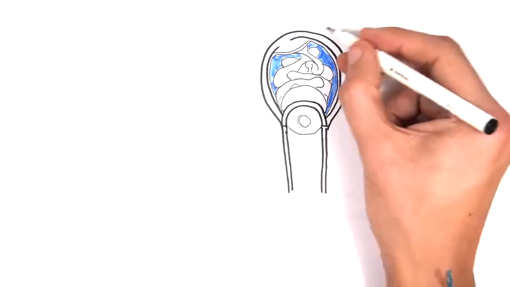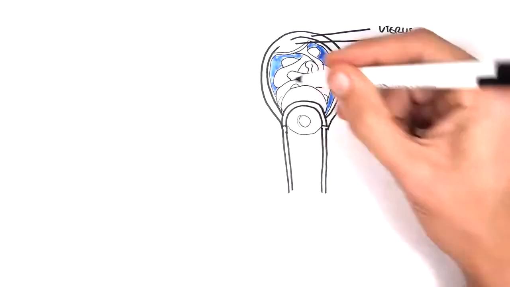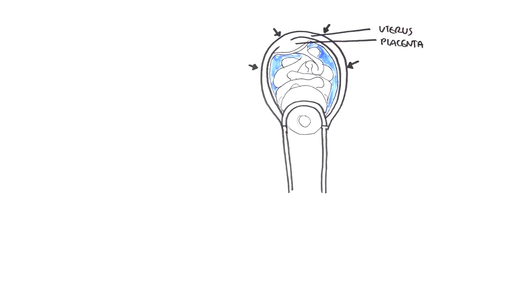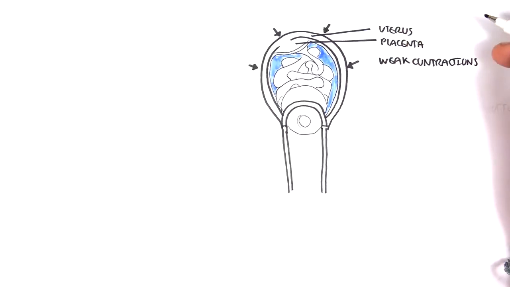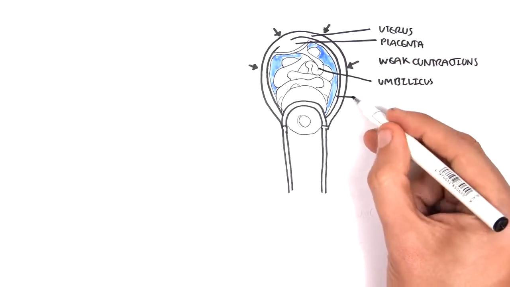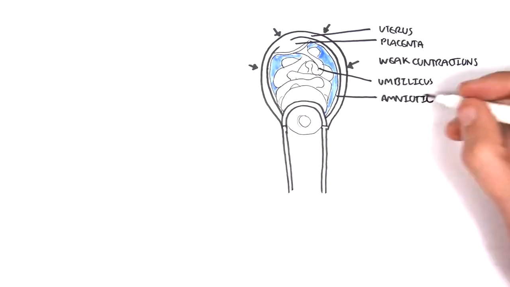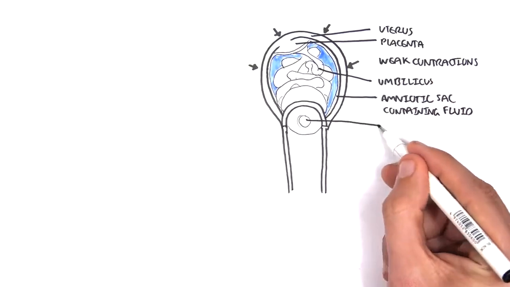Here again is the same diagram. Here is the uterus, the placenta. The uterus is contracting regularly, but maybe the uterine contractions are weak, and so the amniotic sac is still intact. Here is the amniotic sac containing the amniotic fluid. Here is the cervix, which is partially dilated.